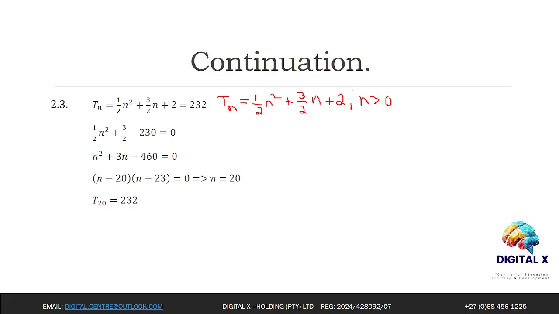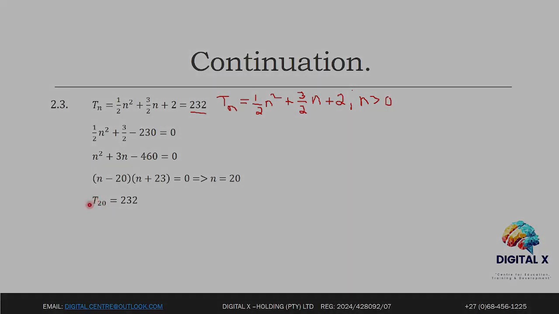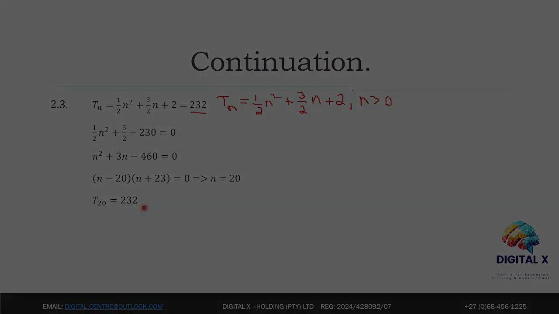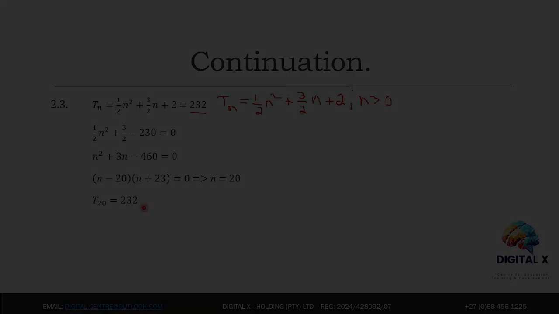So after getting the general rule, we are going to equate it to 232. You're just going to equate it to 232, then transpose it to the left hand side of the rule, so that we are able to factorize this. So the value of n will obviously be 20. So the 20th position of our sequence will have the value of 232. Please go through this example on your own to see that you do understand.